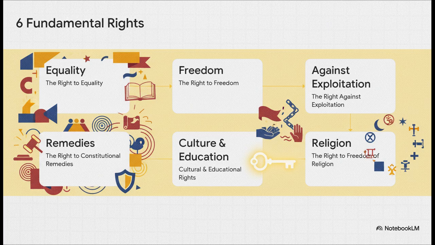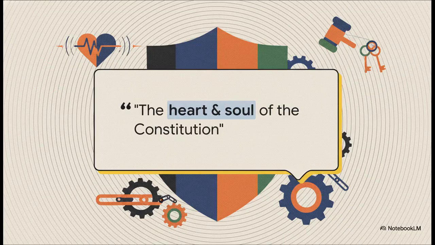See how it looks like a key? Well, that's because it's the right that unlocks all the others. This one, Article 32, has been called the heart and soul of the entire Constitution. So why is it so important? Because it gives every single citizen the power to go directly to the Supreme Court if any of their other rights are violated. It is quite literally the right that protects all your other rights.